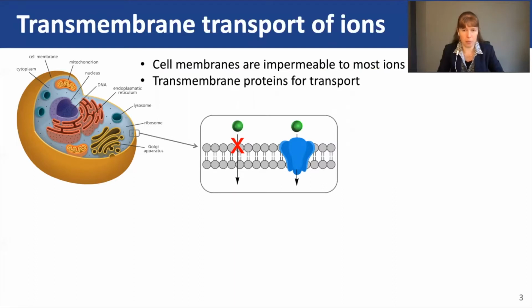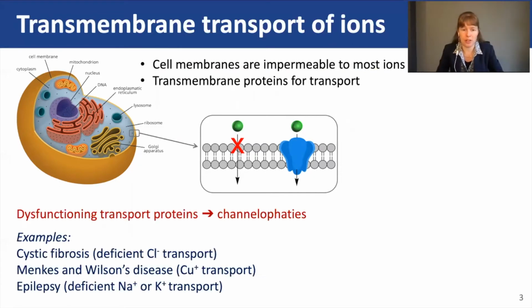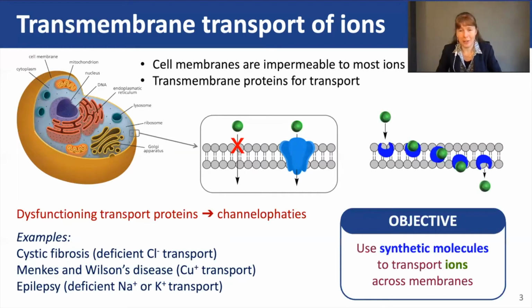But when there's a problem with this transport process, for instance, due to the genetic mutation of such a protein, this can give rise to all kinds of diseases. The most well-known example is probably cystic fibrosis, which is caused by deficiency in chloride transport. So a chloride transporting protein is not doing its job. So what we are trying to do is using synthetic molecules to take over the role of these proteins.